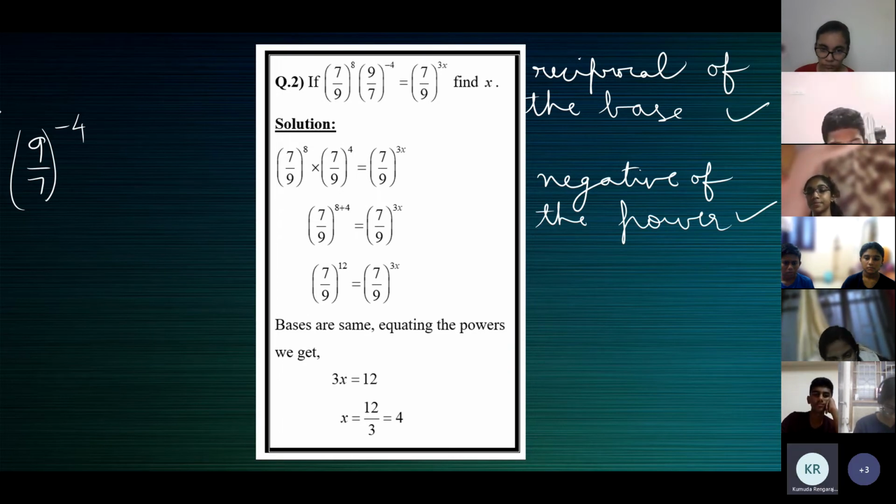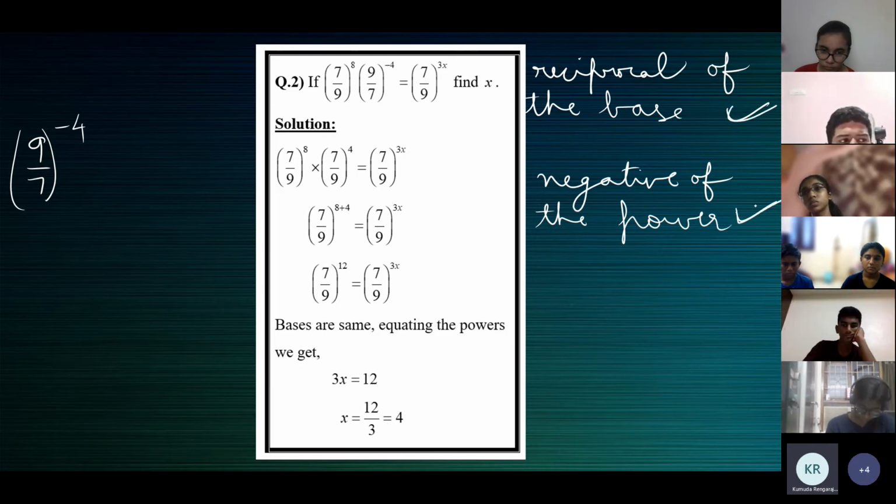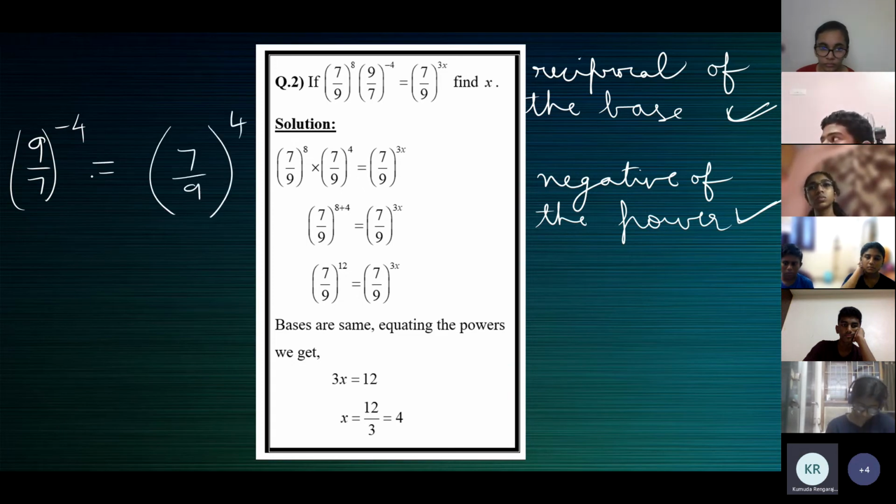Now I'm going to apply only one of them, not both. If I apply both, meaning reciprocal of the base, 7 by 9, and negative of the power, 4, then these two are equal. I'm writing the equivalent.